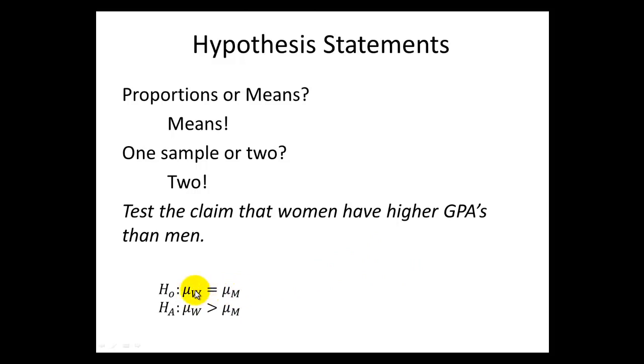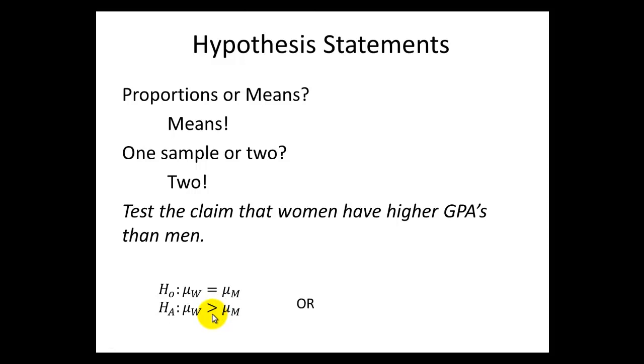Here you can see the two means are in the hypothesis statements. I'm just using subscripts of W and M rather than 1 or 2 so that I can keep up with women and men. And as you can see here in my alternative, both the women and the men, women on the left, men on the right, and I'm using a greater than because it wanted us to test if their GPA is higher.